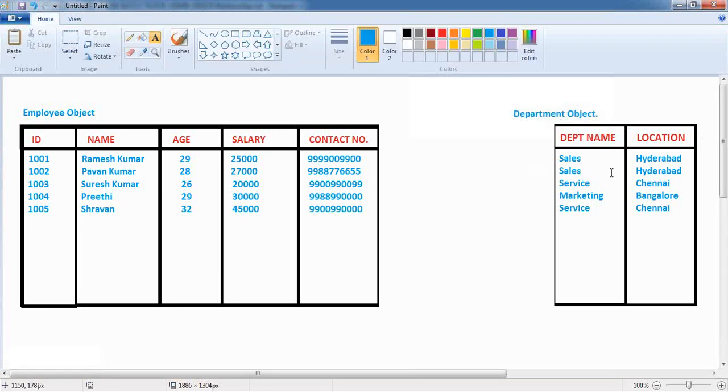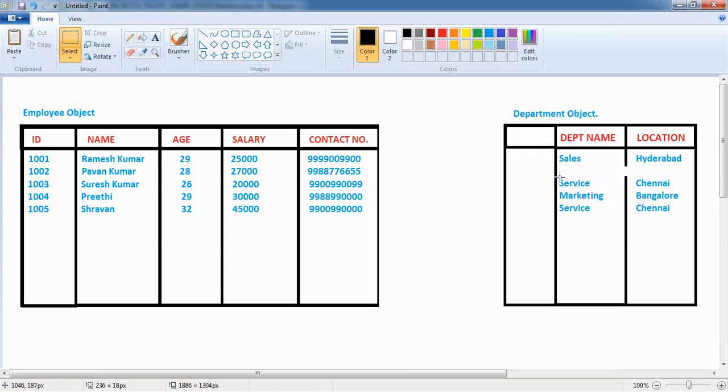Now, instead of identifying each and every department by using a name, I would like to identify these departments by using an ID. So for every department, I would like to allocate one unique identification number. For that, I'm adding one more column inside my department table to allocate the ID for each and every department. Now, the same department names I don't want to keep repeating again and again, so I'm removing this repeated information. Sales I don't want again, and I would like to have the service and the marketing, placing them over here.